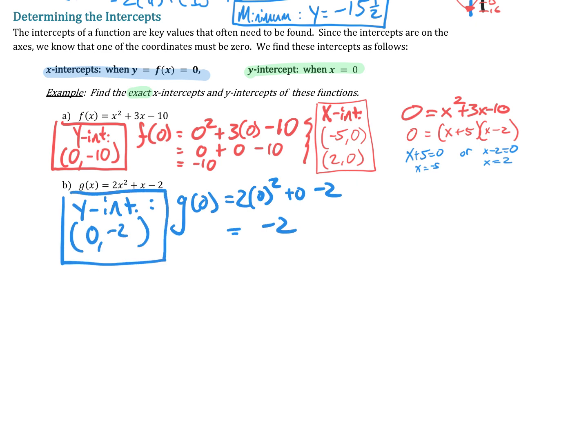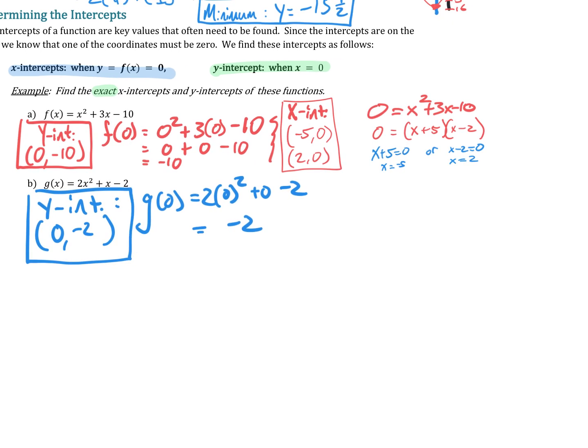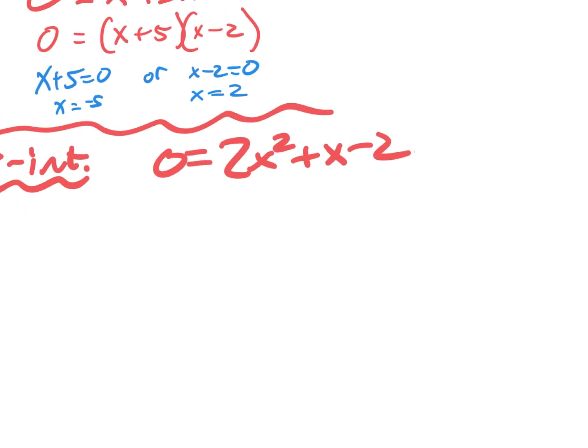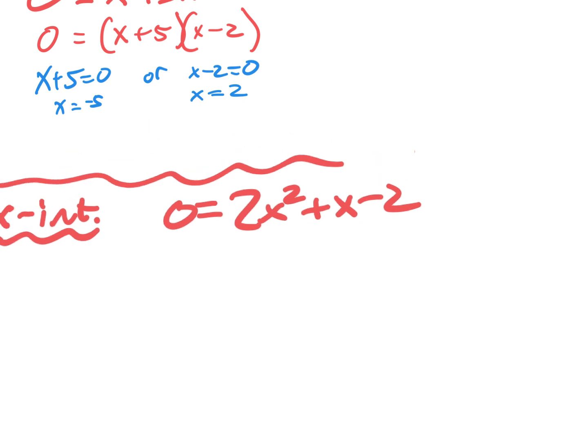There's our y-intercept. Now our x-intercept, we've got to set this equal to 0. So for our x-intercept, we're going to have 0 equals 2x squared plus x minus 2. Now we could try to factor this. I don't think it's going to work, but we could look at it here.